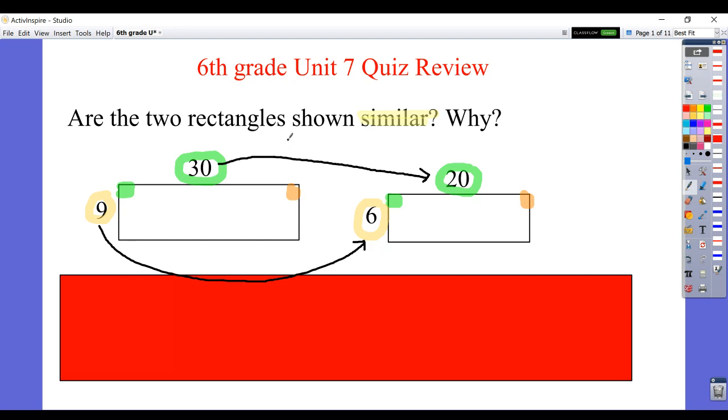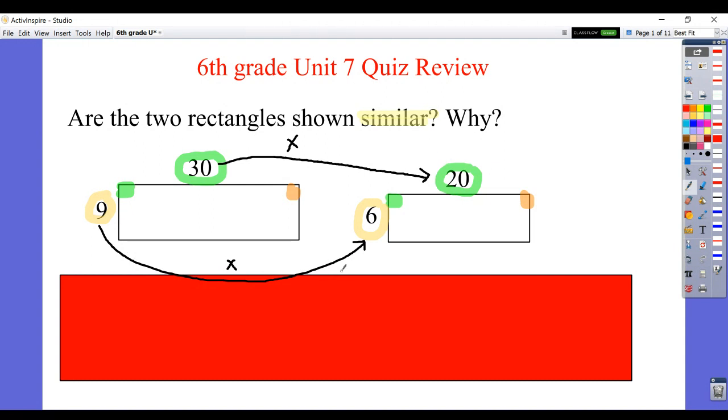All right, and as you can tell, we are making these side lengths smaller. The rectangle has become smaller. So we know this multiplier or scale factor is less than 1. If you multiply 30 by 1, you'd get 30. Multiply 9 by 1, you'd get 9. The rectangle would be the same size. If you multiply by something bigger than 1, you'd get a longer length and a longer width. So in this case, we can tell that the multiplier is less than 1.